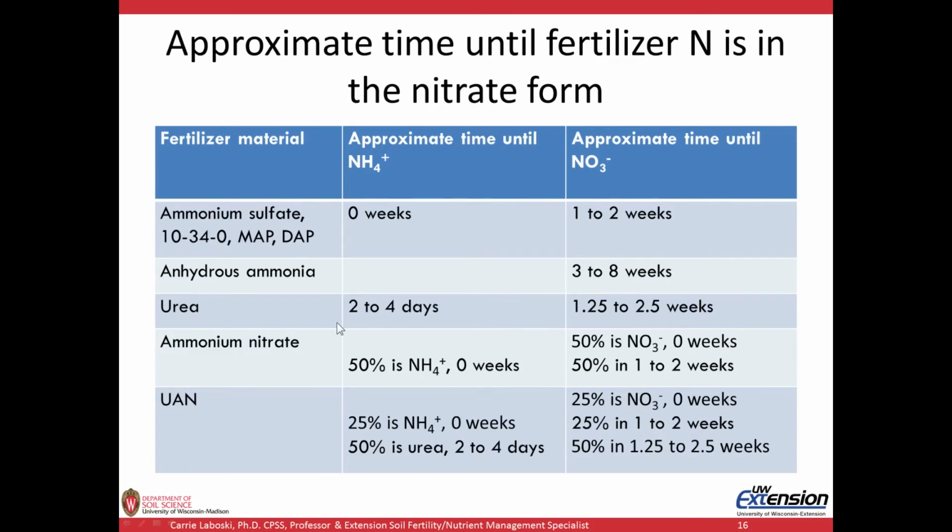With urea, we've got a couple steps that have to occur. Urea itself is not ammonium. It needs to decompose and produce ammonium, and that takes 2 to 4 days. And then once it's ammonium, it'll take a week or 2 to become nitrate.